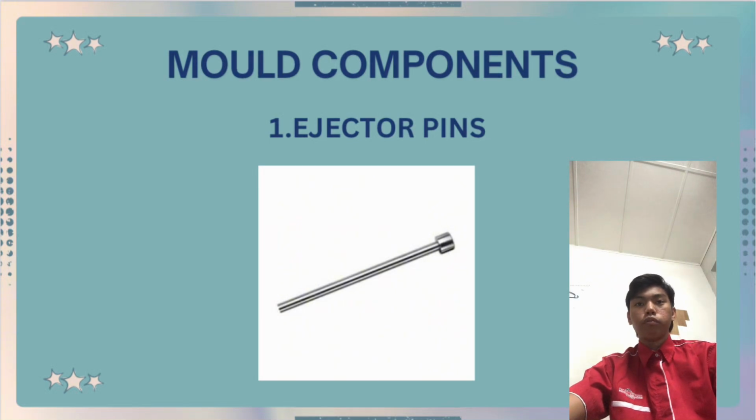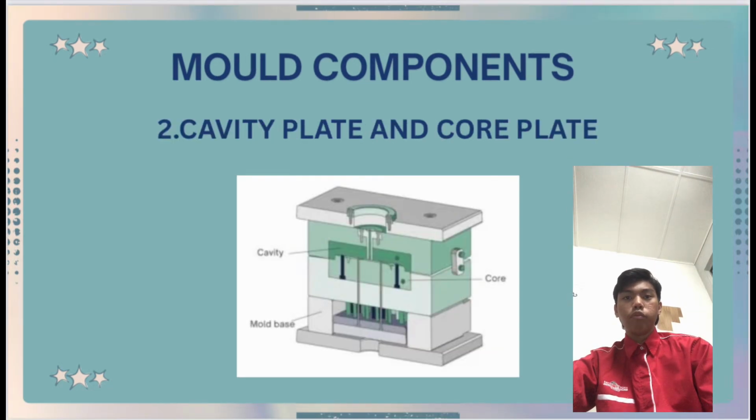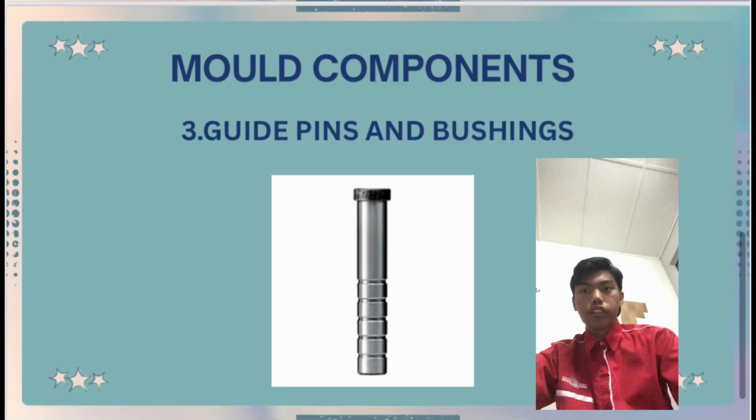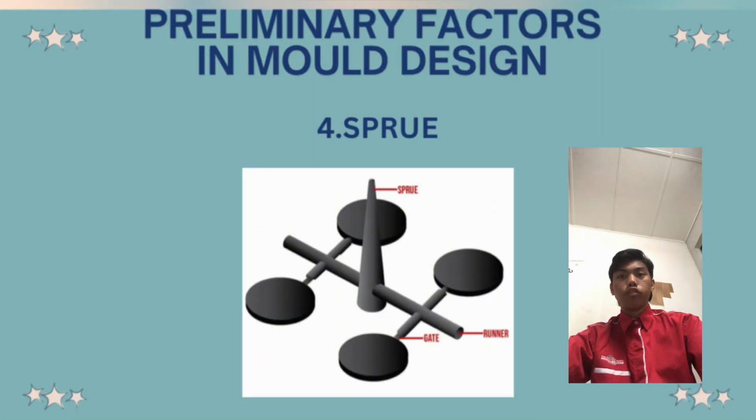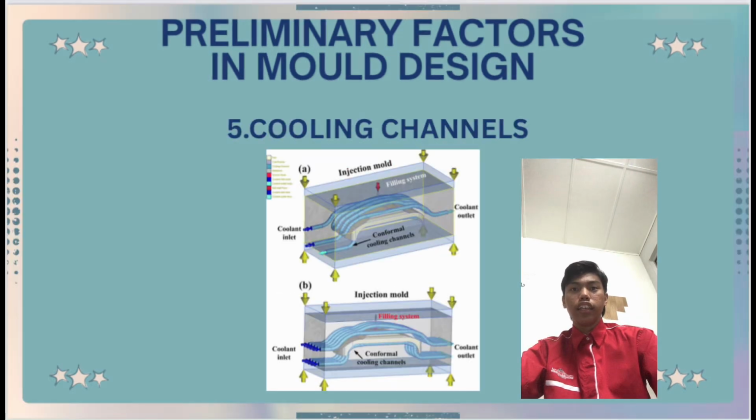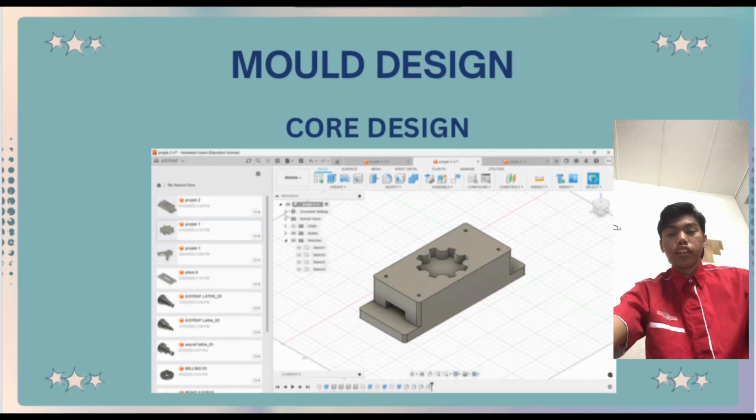This is the mold component, ejector pin, and this is the design of the ejector pin. Second, cavity plate and core plate. This is the design of cavity plate and core plate. Third, guide pin and bushing. This is the design. Next, sprue. This is the design of sprue. Lastly, cooling channel. This is the design.